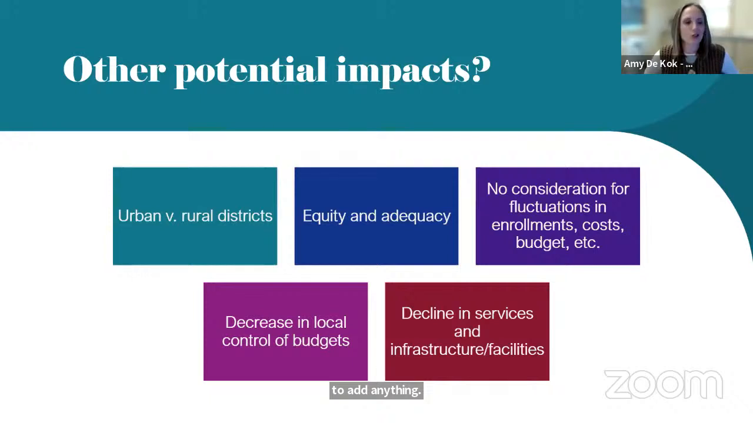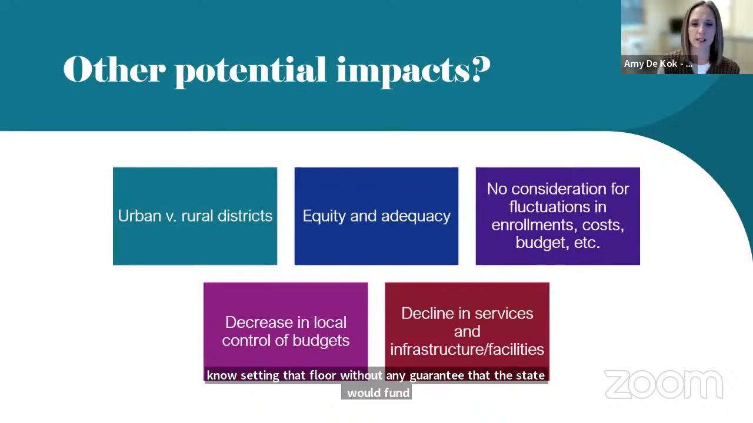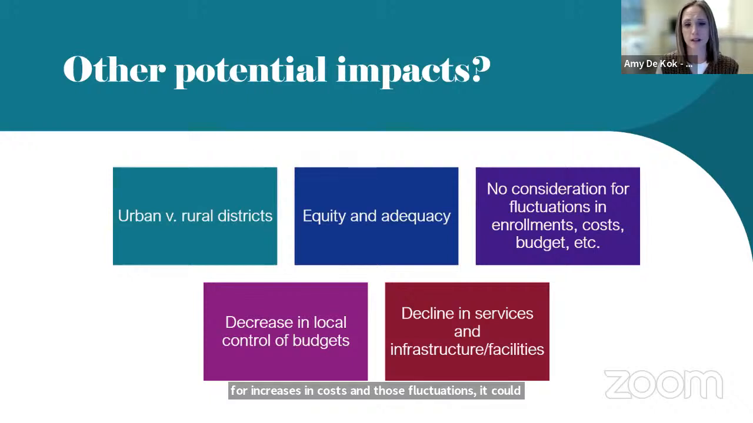Yeah, and that's what I mean by decrease in local control of budgets. Yes, we would still have the ability as local governments to approve our budgets and to set our budgets. Measure 4 doesn't impact that, but it's the funding part of our budgets that Measure 4 would impact. The other thing is, like I mentioned, local governments, including school districts, may have to, going forward, especially into the future, without setting that floor, without any guarantee that the state would fund for increases in costs and those fluctuations, it could lead to a decline in services, and particularly in infrastructure and facility maintenance and improvement and construction.